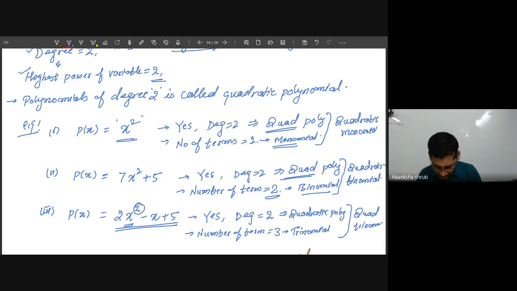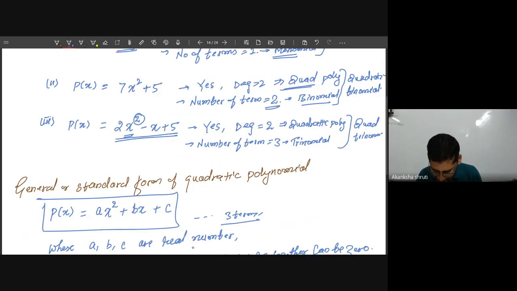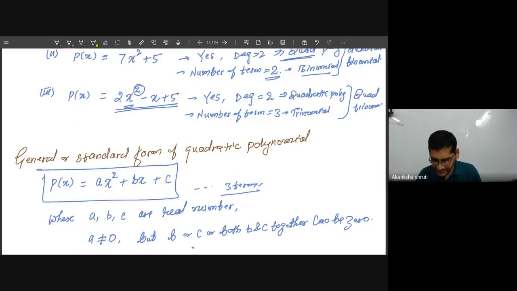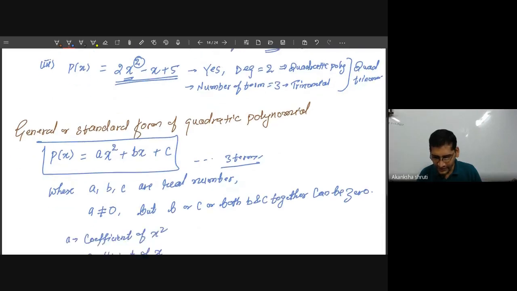So what is the general form? The general form that we have written is ax square plus bx plus c. It is a polynomial, denoted by p(x) equals this much. Here a, b, c are real numbers. A cannot be 0, b and c can be 0. See, all these things are already written here.